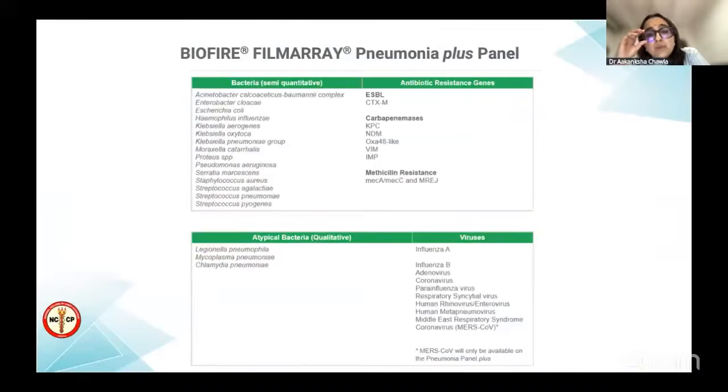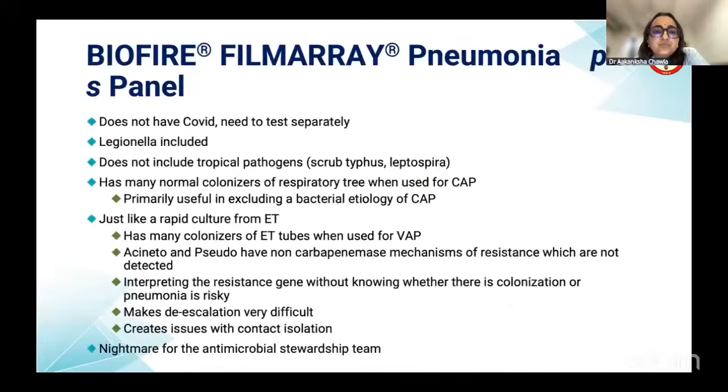This is the BioFire FilmArray pneumonia plus panel, which has these bacteria, antibiotic resistance genes, atypical bacteria, and the viruses as well. Now, the pneumonia plus panel does not have COVID, so you have to send this separately. Legionella is included, but it does not include tropical pathogens like scrub typhus and leptospira, and it has many normal colonizers of the respiratory tree when used for community-acquired pneumonia.